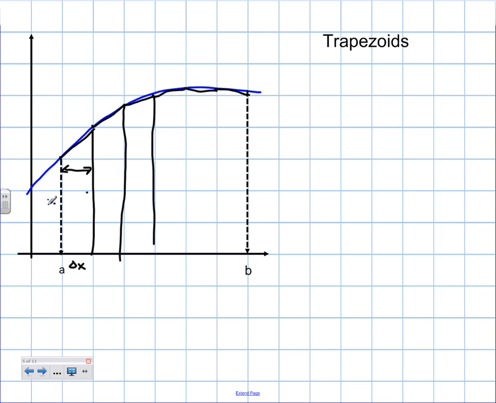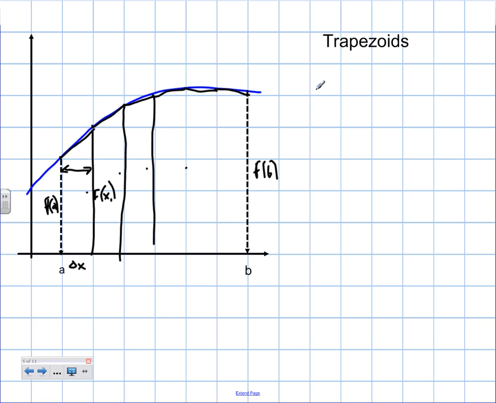We'll call this one, well, this one's really the f of a, right? This is the f of x sub 1, right? The height of the thing. This would be the f of x sub 2, x sub 3, x sub 4, and then finally we'd end up with the f of b, okay?